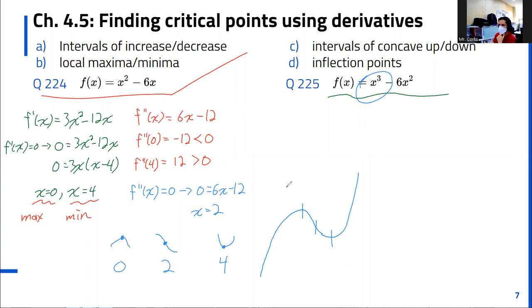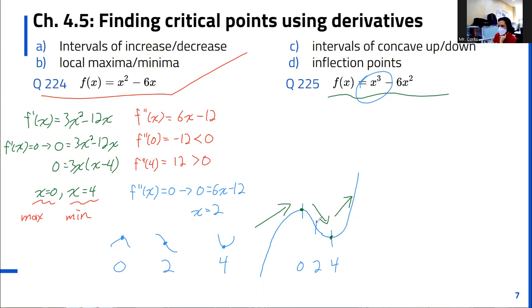Okay, so from this, we have intervals of increase. Sorry, let's label this. So that's 0, that's 2, and that's 4. We have an interval of increase up to 0, and then decreasing down all the way to 4, and then increasing afterward. And a maximum here, minimum here.